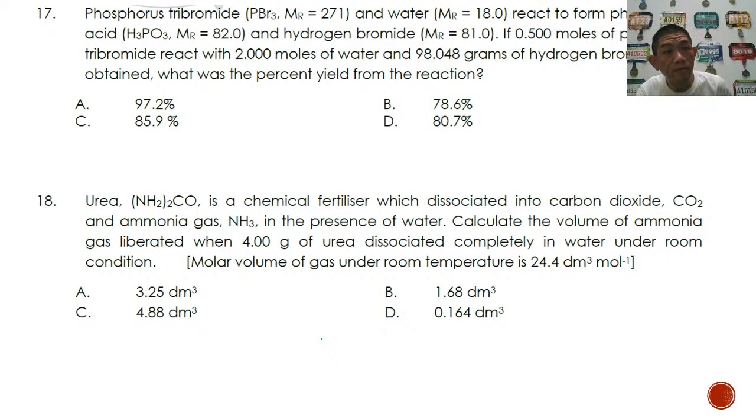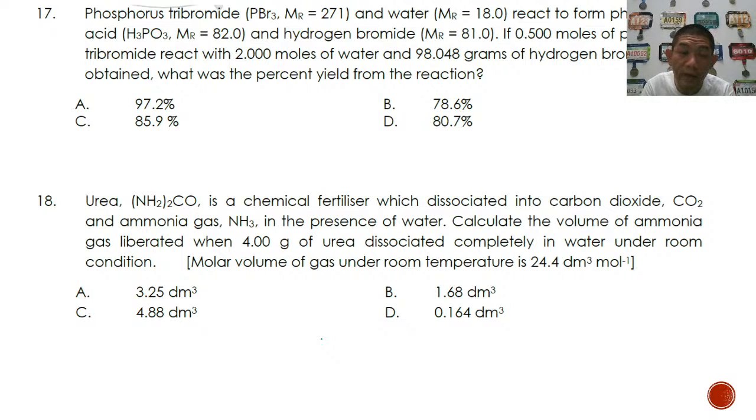Number 17, phosphorus tribromide PBr3 has a molecular mass of 271 and the mass of water is 18.0, where it reacts with water to form phosphorous acid H3PO3 and hydrogen bromide HBr in here. Okay, so if 0.500 mole of the phosphorus tribromide is reacted with 2.00 mole of water and 98.048 gram of hydrogen bromide were obtained, what is the percentage yield of the reaction in here?